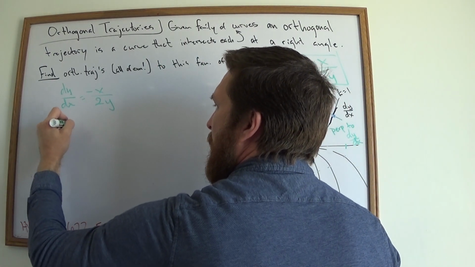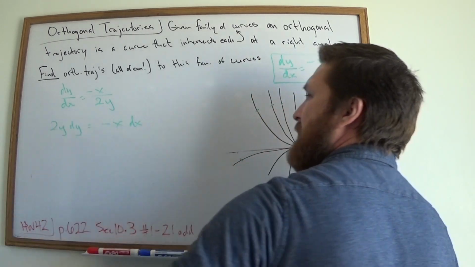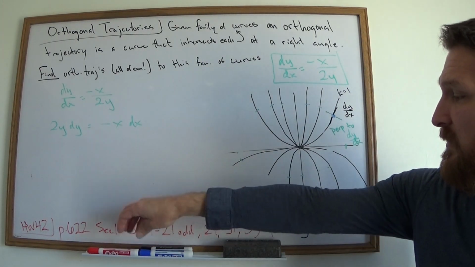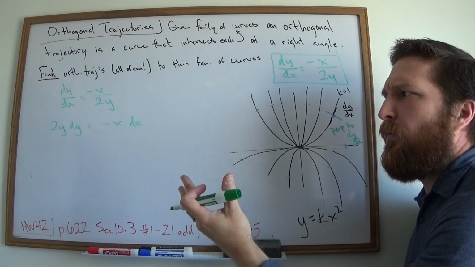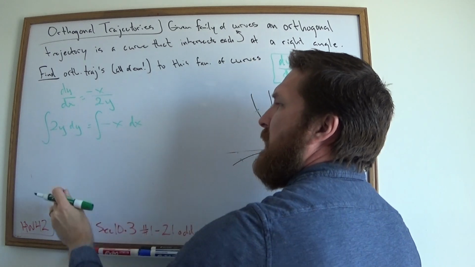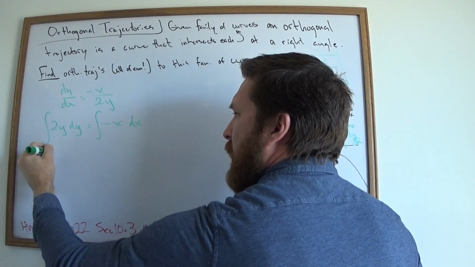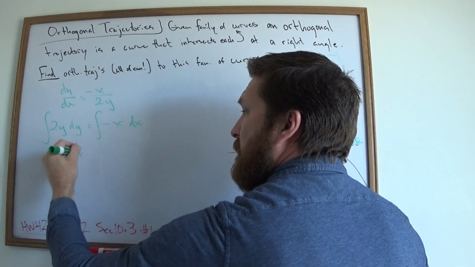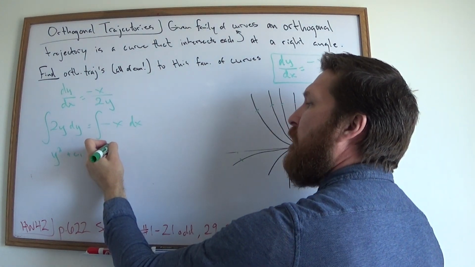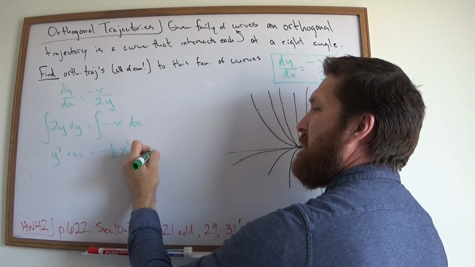We get 2y dy equals negative x dx. Looks separated to me. All our y's on one side, all our x's on another side. What do we do? Integral. Integrate with respect to y, integrate with respect to x. And what do we get here? y squared plus a constant equals negative 1/2 x squared plus another constant.